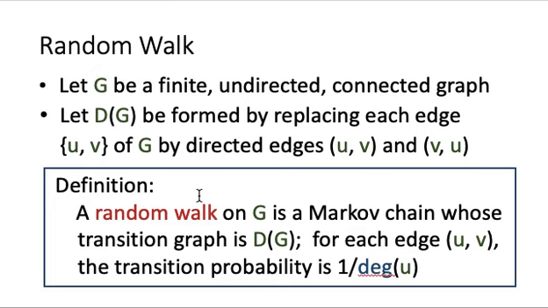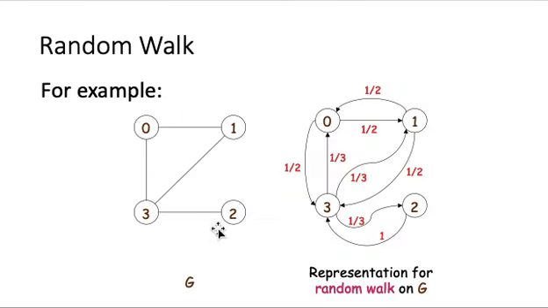And then a random walk on G is a Markov chain such that the transition graph, the directed graph representation, is this DG. And moreover, for each edge UV, the transition probability is 1 divided by degree of u. So let's take a look at an example first. So suppose that this is the input graph G that we have. So it has 4 vertices. And then these are the edges and directed edges there.